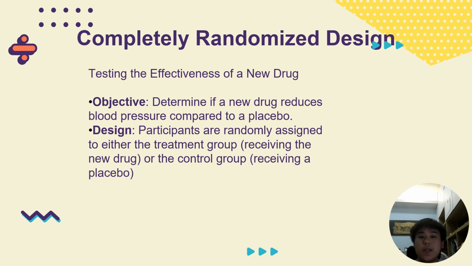Now the design. Since participants are randomly assigned to either a treatment group or a control group, one will receive the new drug, the treatment, and the other will receive a placebo. Since they are randomly assigned, this is a completely randomized design. The participants are randomly assigned.